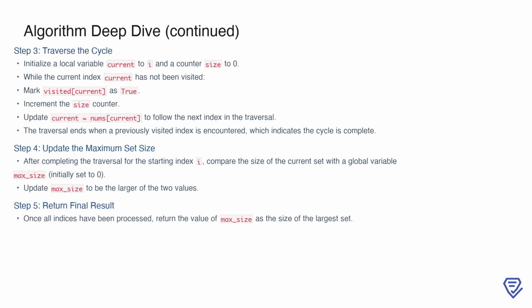As long as the current index hasn't been visited, we mark it as visited, increment the size counter, and then move to the next index in the sequence by updating current to nums[current]. This process continues until we encounter an index that has already been visited, signifying the end of the cycle. Once the cycle is complete, we compare the size of the current cycle with a global variable max_size, which stores the largest cycle size encountered so far. If the current cycle is larger, we update max_size. After processing all indices in the array, we return the value of max_size, which represents the size of the largest set.